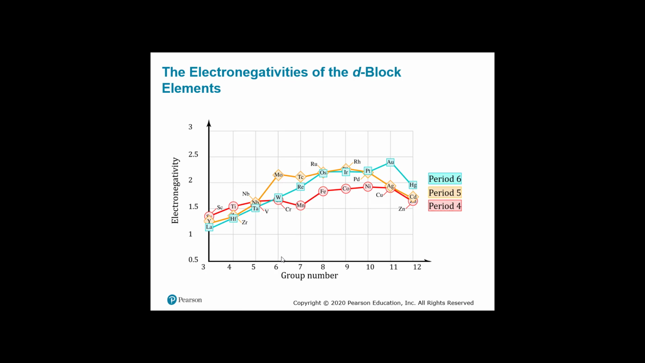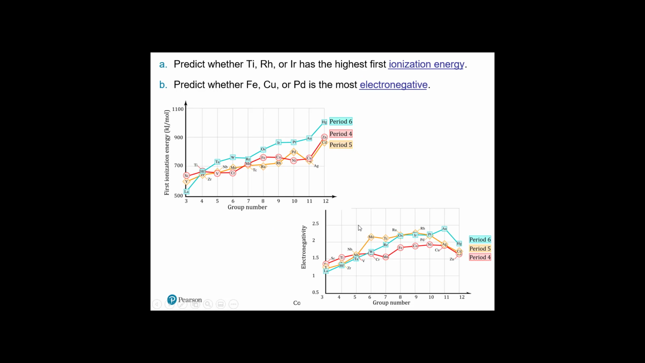So I made this bigger so you can see how the trend goes with these, and then let's look at some problems. So predict whether titanium, rhodium, or iridium has the highest first ionization energy. So if we look here at the first one, and we can pull them out. So I had them all pulled out, now I don't remember. So we have this one, which is a period 6. We have this one, which is a period 5. And right here we have a period 4.